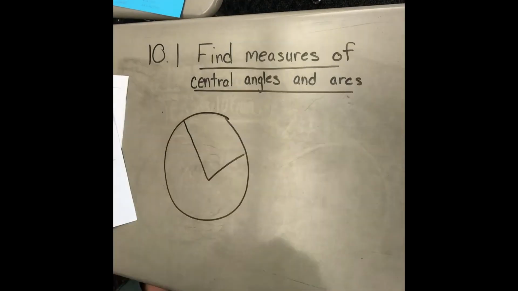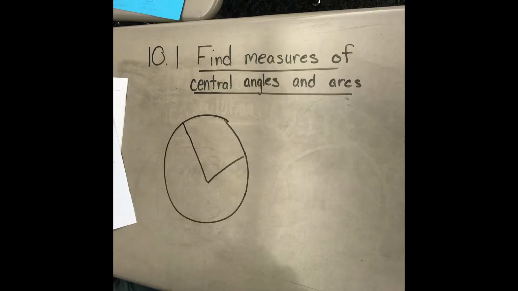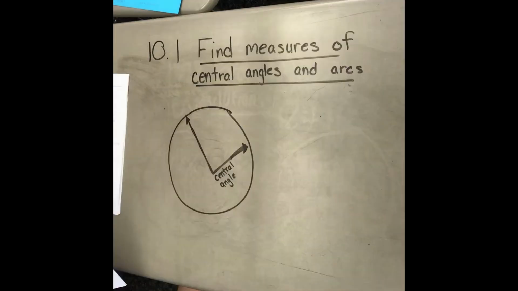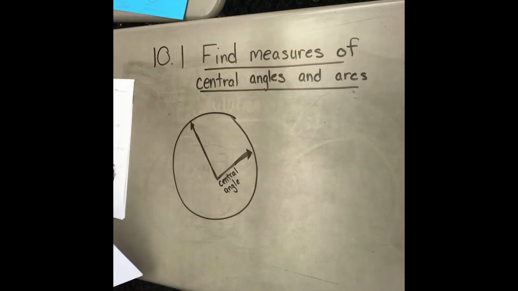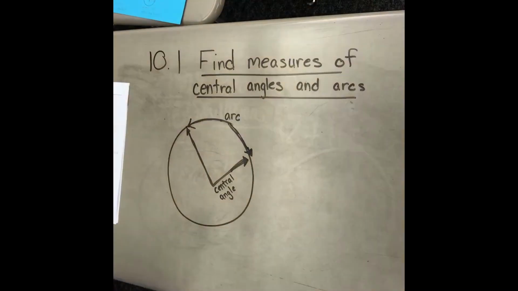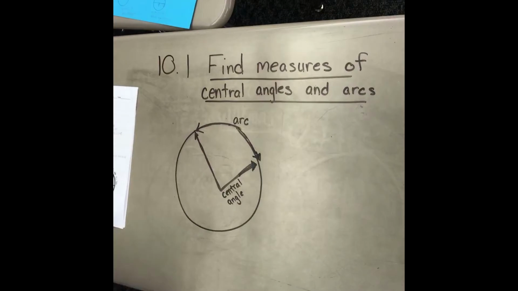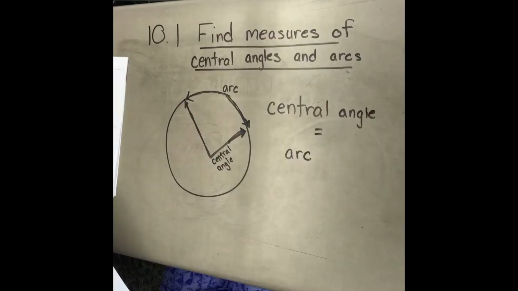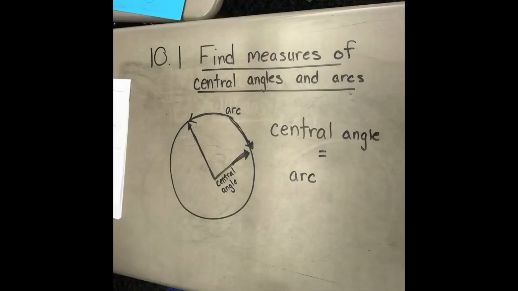Now we're finding measures of central angles and arcs. Central angle is the angle in the middle of the circle, which is connected to the vertex or the radius. The arc is the perimeter of the circle, which is connected to the circle by the central arc. The central angle is equal to the arc.